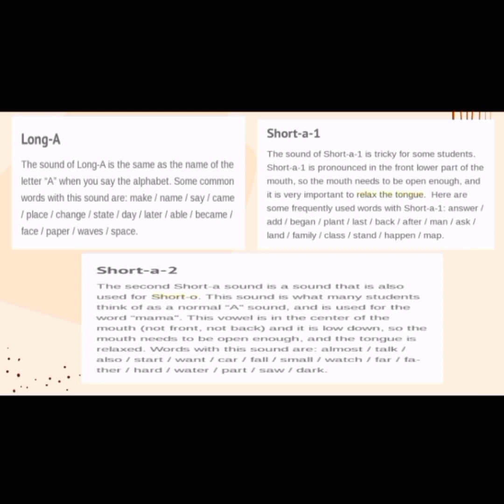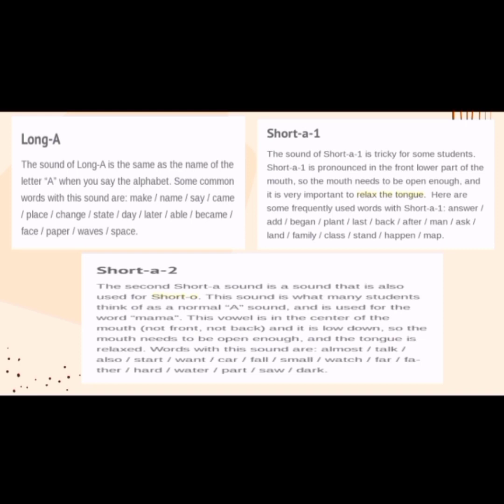Some common words with this sound are make, name, say, came, place, change, state, day, later, able, became, face, paper, waves, and space. The next sound of A is the short A sound.